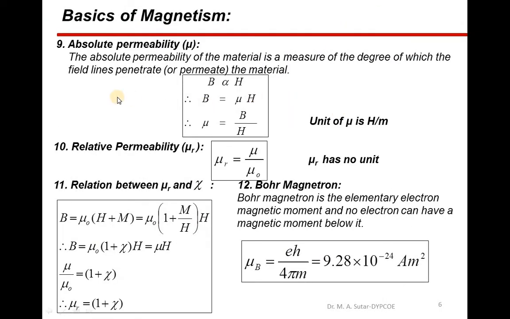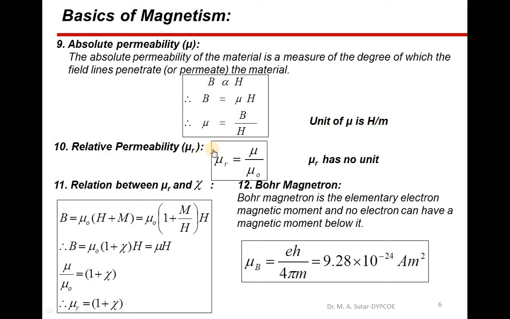Absolute permeability is a measure of the degree to which the field can penetrate through the material. B is proportional to H, or B is equal to mu H, or mu is equal to B upon H. So mu is the ratio of magnetic induction to magnetizing field. Its unit is Henry per meter.